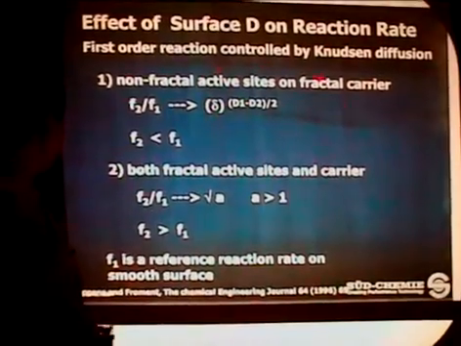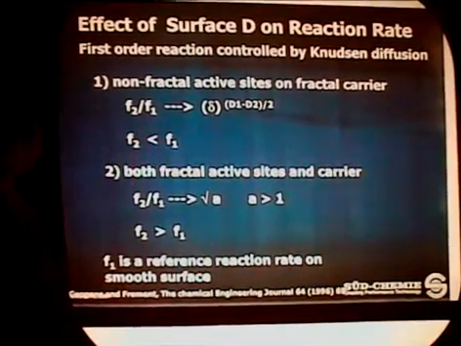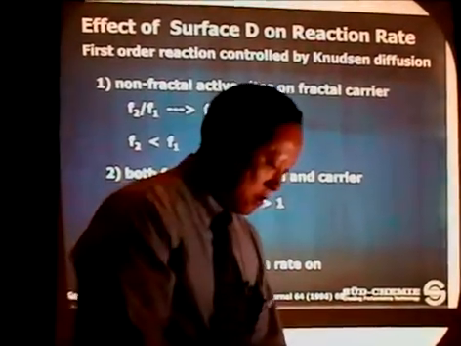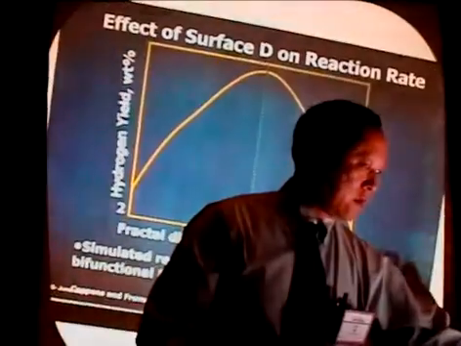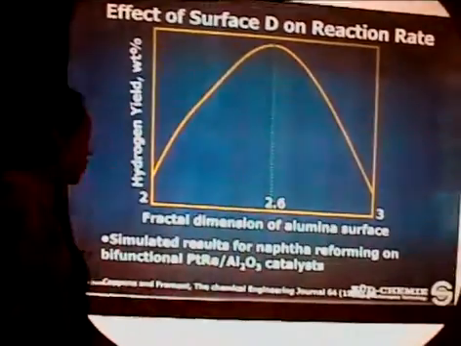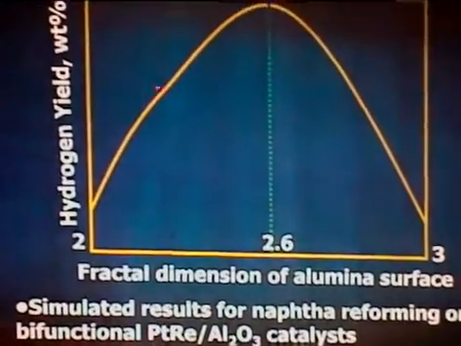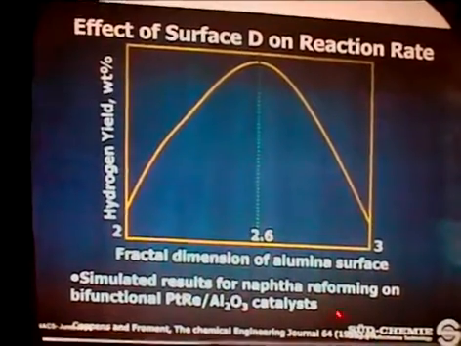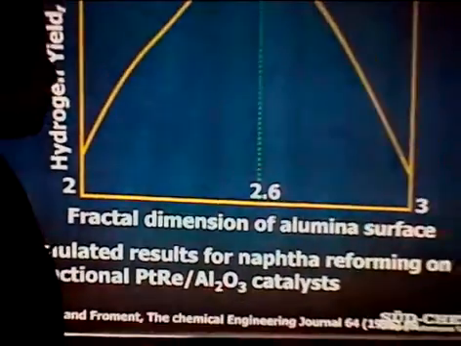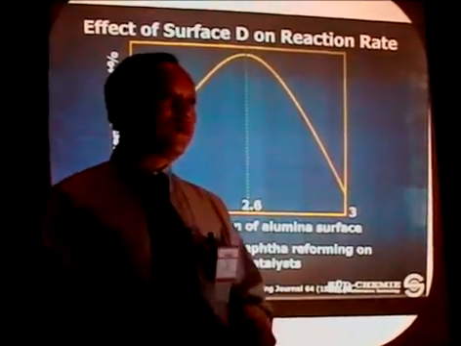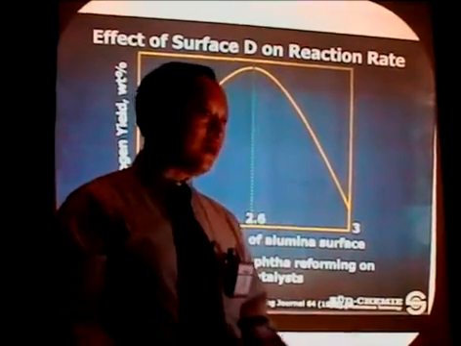So from his calculation and extrapolation, it seems that fractal dimension can affect the reaction rates. Moreover, he also developed this nice graph indicating that the maximum of yields correlates to a certain fractal dimension. In his case, 2.6 gives the maximum hydrogen yield, for this particular naphtha reforming using a platinum, rhenium, aluminum catalyst. So his research found that fractal dimension is really related to the reaction rates. It's not just a superficial number.